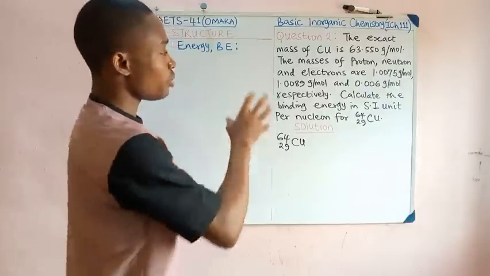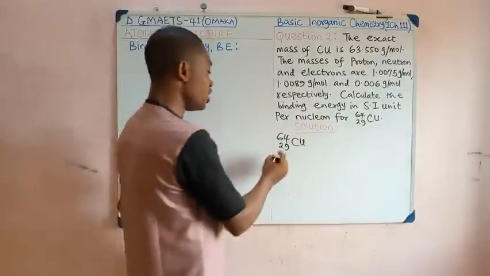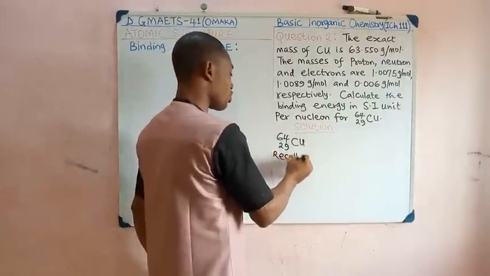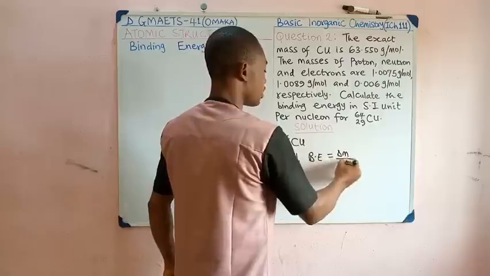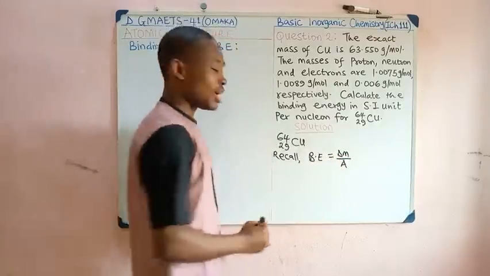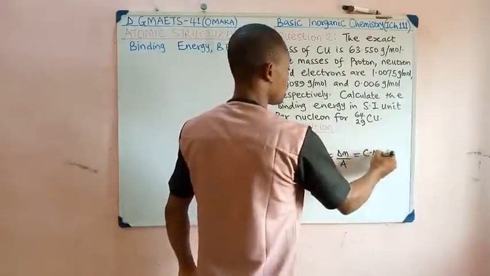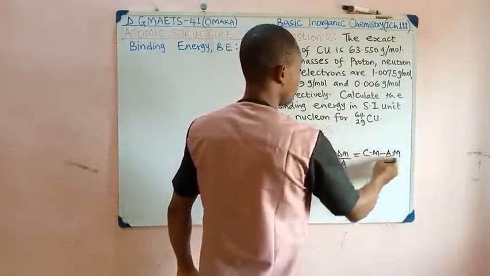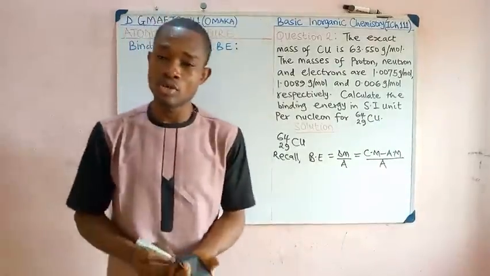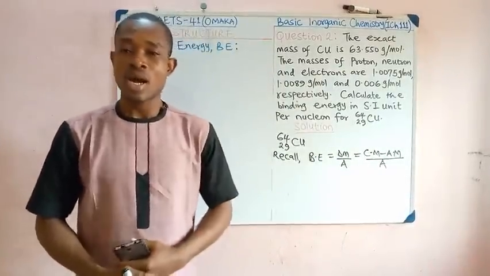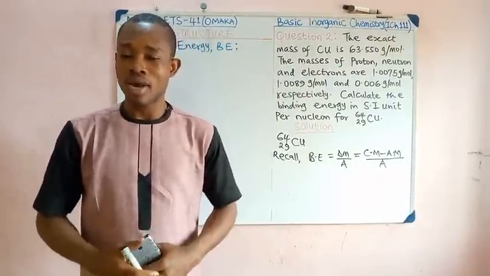Now, if we are to calculate binding energy according to the question, we need to remember the formula. Binding energy is mass defect divided by what? Mass number. And the mass defect, we know, is calculated mass minus what? Actual mass, divided by that mass number to get your binding energy. The numerator, calculated mass minus actual mass, gives us the mass defect.